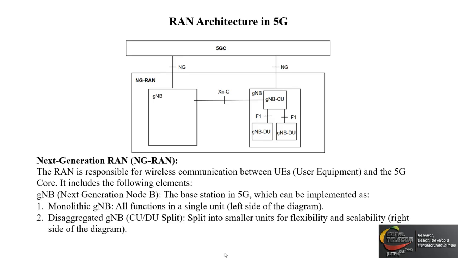On the right side diagram, you can see that multiple DUs are connecting with a single CU. So it gives us more functionality, like vendor interoperability. One vendor can do a particular piece of work and another vendor can do another, and over the standard protocol they can communicate with each other.